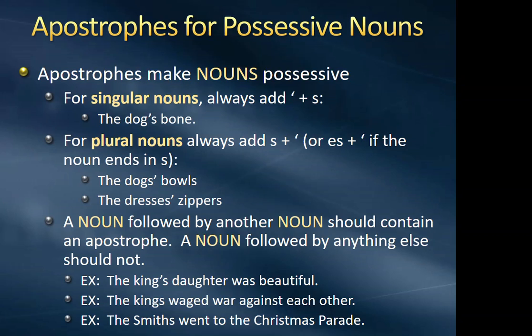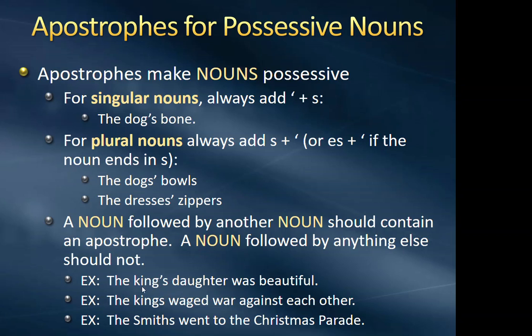So the dogs, bowls. That lets you know there's more than one dog. It's not just one dog we're talking about, it's several dogs and several bowls. The dresses, zippers. So we're talking about more than one dress and more than one zipper. So a noun followed by another noun should contain an apostrophe. A noun followed by anything else should not. That's just a little trick, because sometimes people start adding apostrophes where they're not needed.